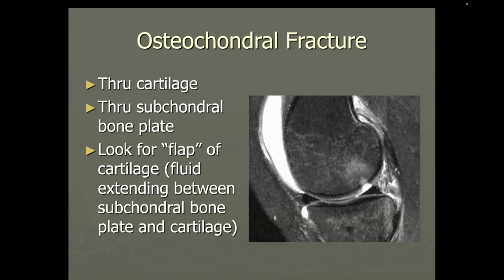What about an osteochondral fracture? Again, here you see it going through the cartilage and then causing this blooming artifact into the condyle with an associated disruption of the cortical line. Sometimes you'll see flaps of tissue, but it goes through the subchondral plate.